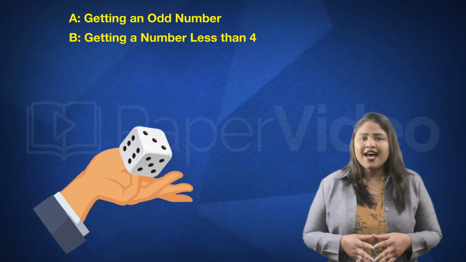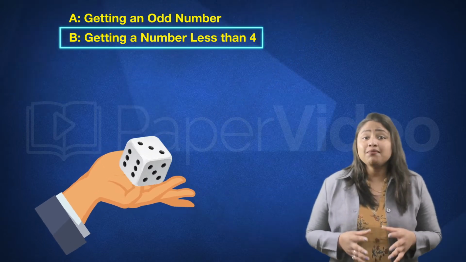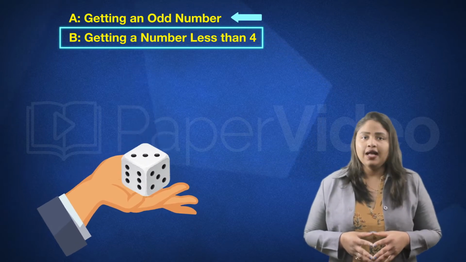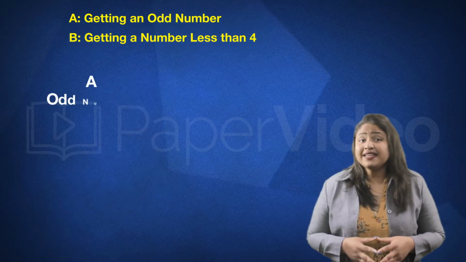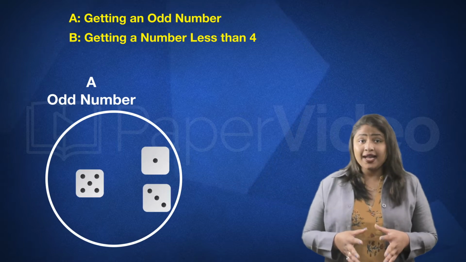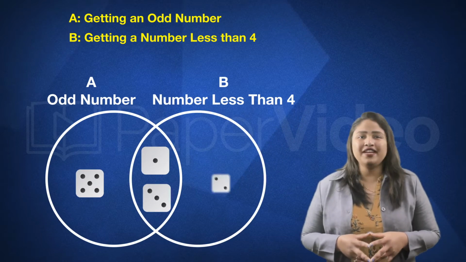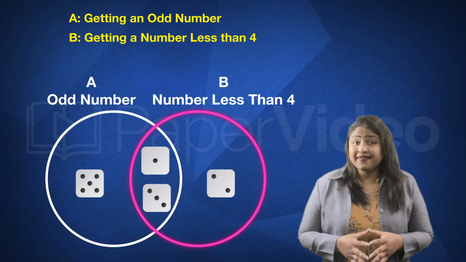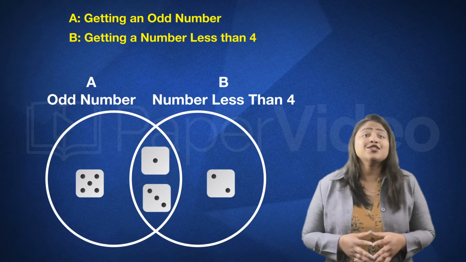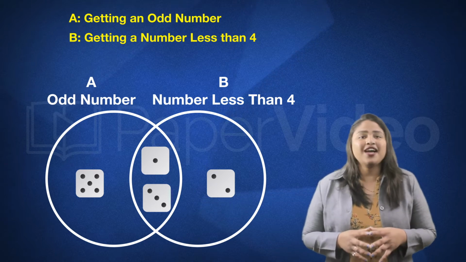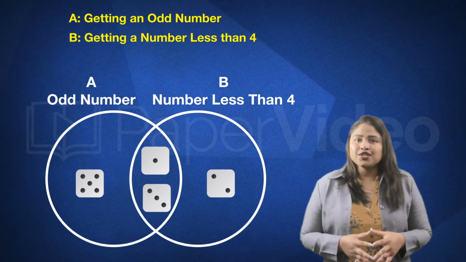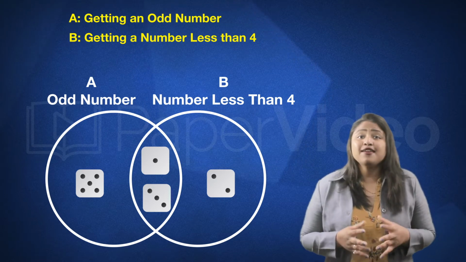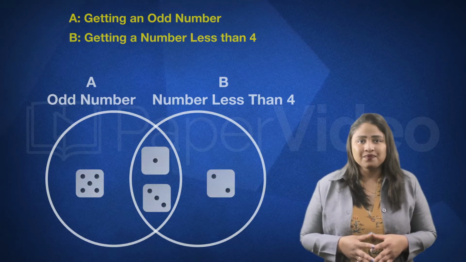This means that we have to find the probability of getting a number less than 4 when we know that the number is an odd number. And this is only possible when event A has already happened and we are finding the probability of event B. Also, events A and B are dependent events because clearly the occurrence of one affects the occurrence of the other event. In such a situation, we find the probability of getting an odd number less than 4 using conditional probability.